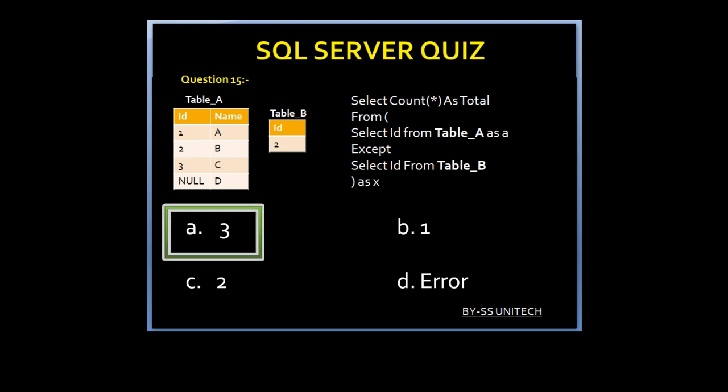So time up. Option A is true. By using the except operator, we will get 3 rows with ID 1, 3 and null. So the output will be 3.